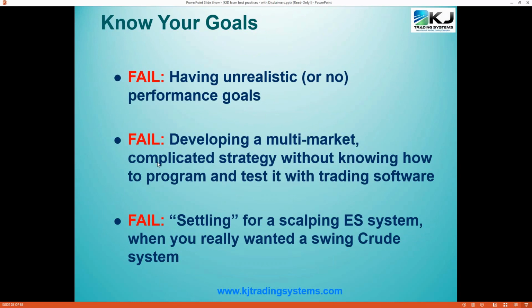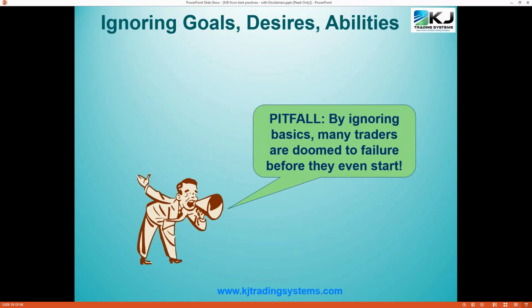You've got to have realistic goals, and it's got to fit you. That's the basic point there. And if you don't know up front what you want goal-wise, you probably will fail right before you start.